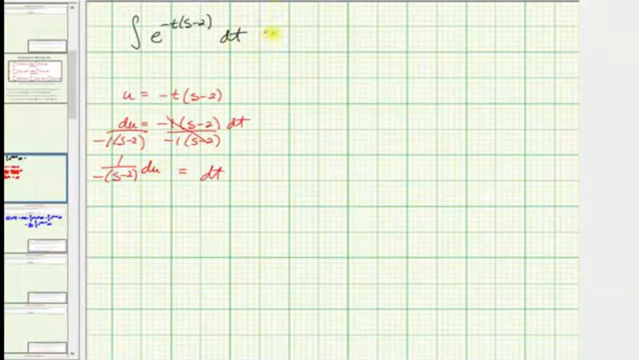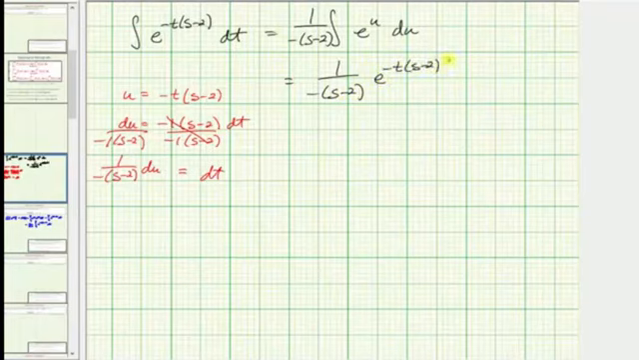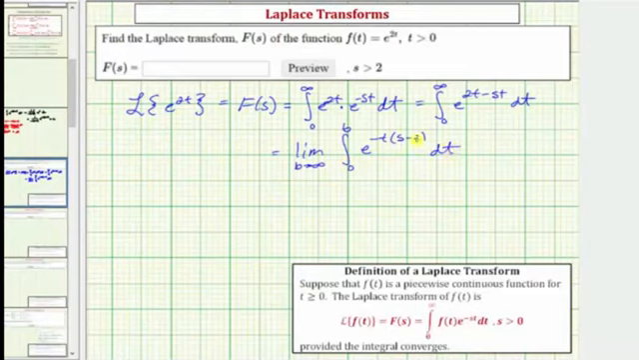So in terms of u, we can write this as the integral, this would be e to the u, and again dt is equal to 1 over the opposite of the quantity s minus 2 du, which means the antiderivative in terms of t would be 1 over the opposite of the quantity s minus 2 times e raised to the power of negative t times the quantity s minus 2 plus c. But remember, our goal was to find the definite integral and then determine the limit.